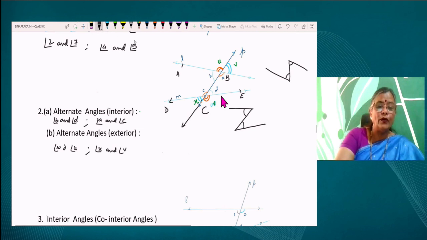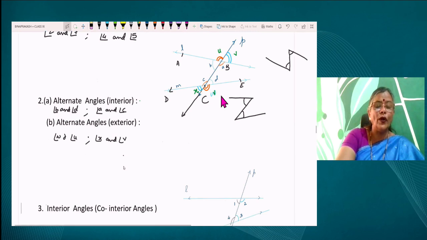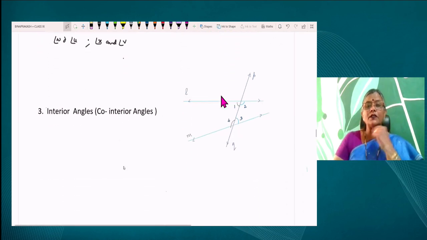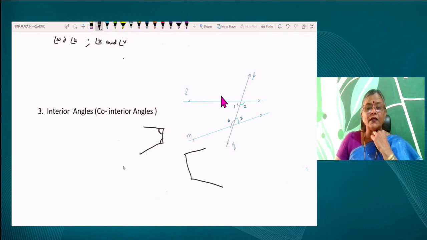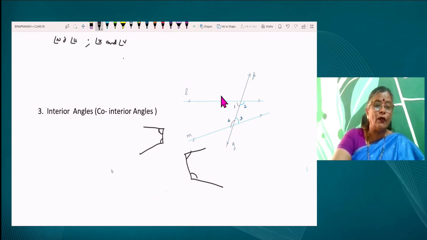Then we move ahead with the co-interior angles. Co-interior angles means interior angles on the same side. This pattern is somewhat based on the English letter U. Isn't it somewhat similar to the letter U? So 2 and 3, 1 and 4 make co-interior angles, adjacent to each other. These are the terms that will be required to take up further questions.